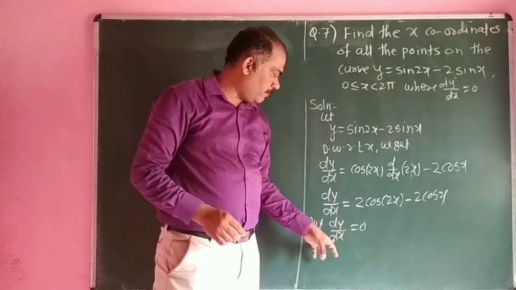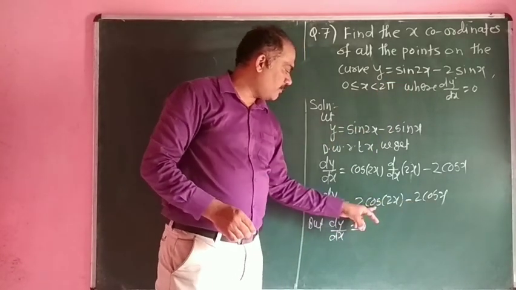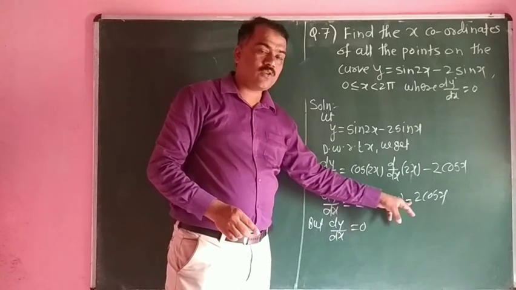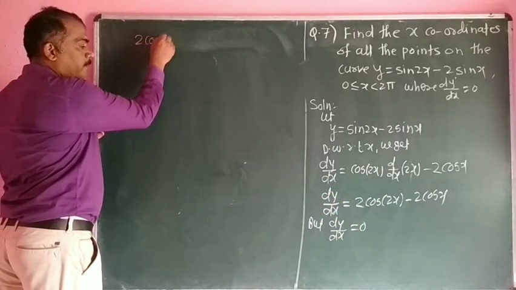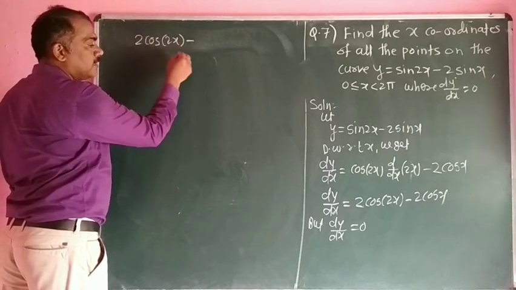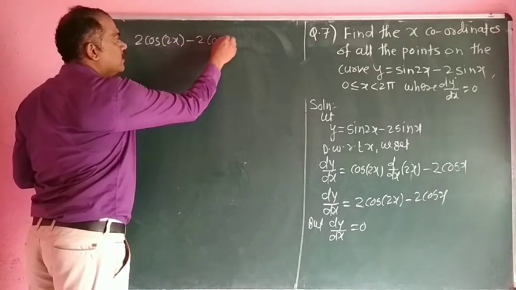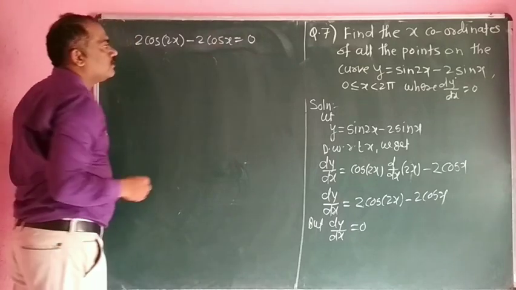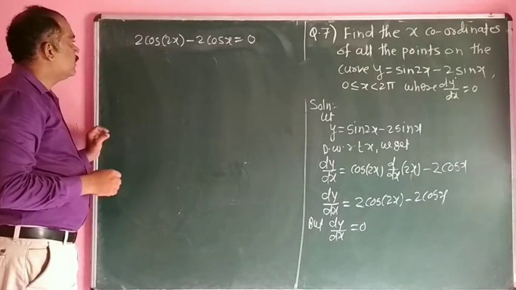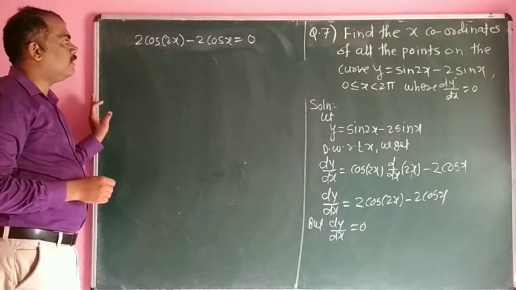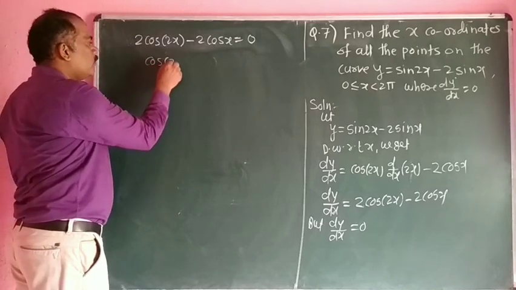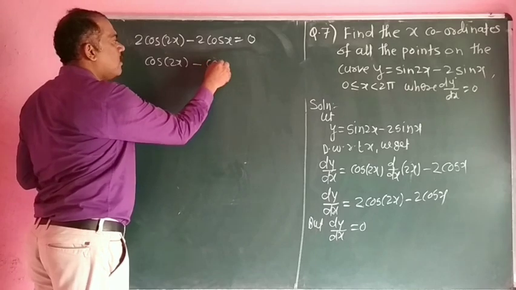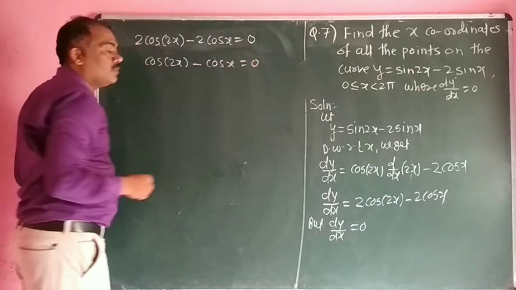Now we put the value of dy by dx as 2 times cos of 2x minus 2 times cos x. So what we get is 2 times cos of 2x minus 2 times cos x is equal to 0. Okay, we have to take the 2 common, or divide by 2. What we get is cos of 2x minus cos x is equal to 0.